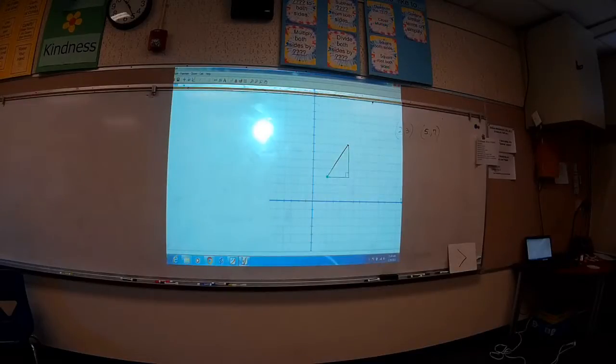Different triangles, right? So this is 2.8, and then 5.7. Are we supposed to do that? No, we just... When I asked you guys to check each other's work, you guys didn't check each other's work.